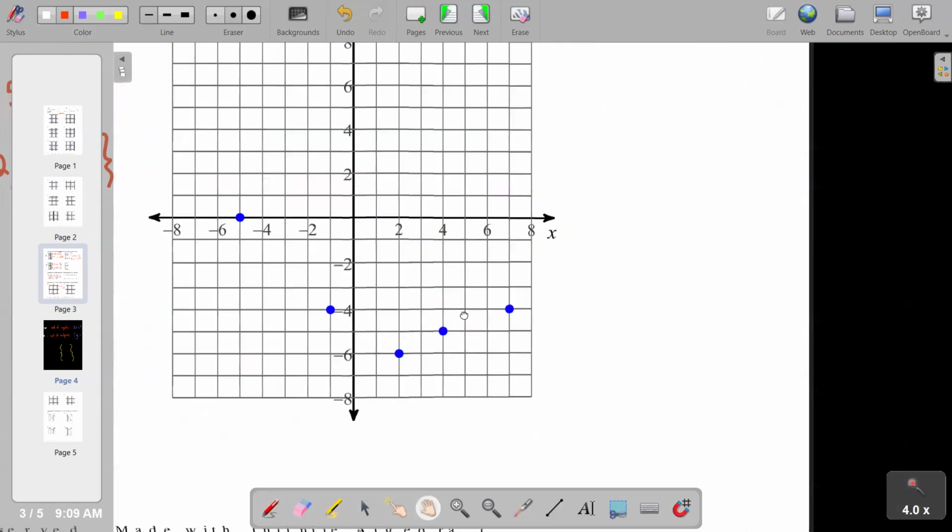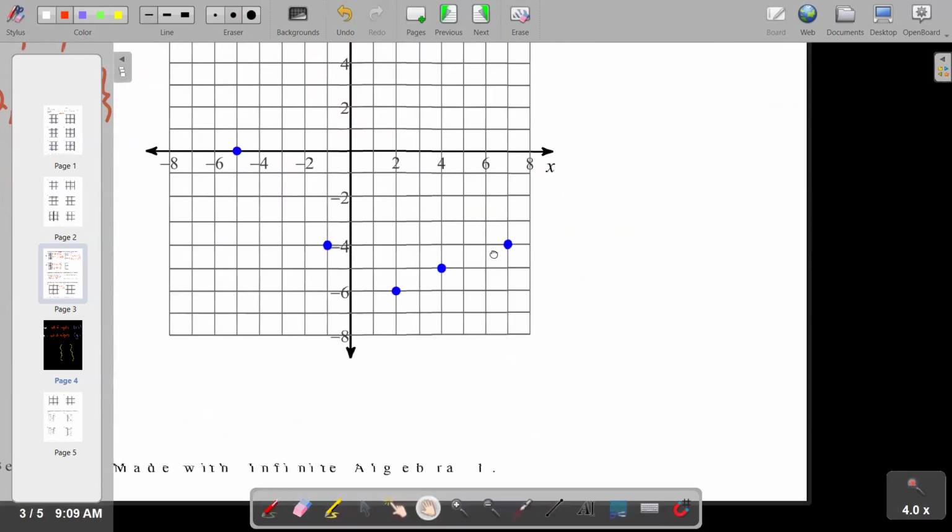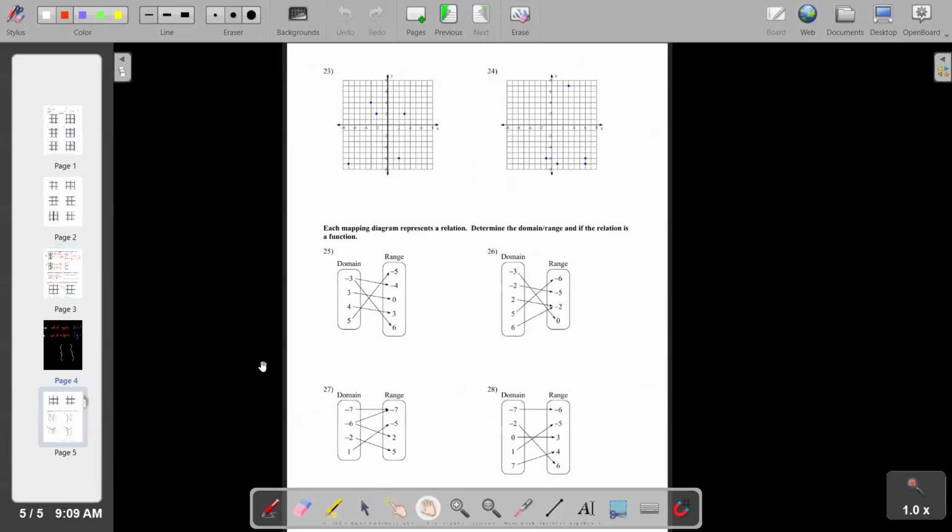Let's go again. I'm more interested in question 23. Would you guys flip to the back page?